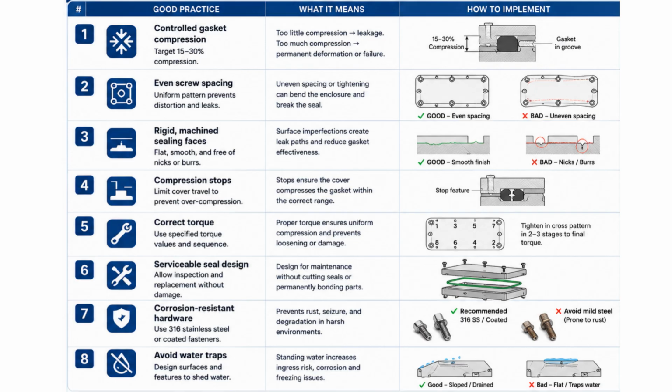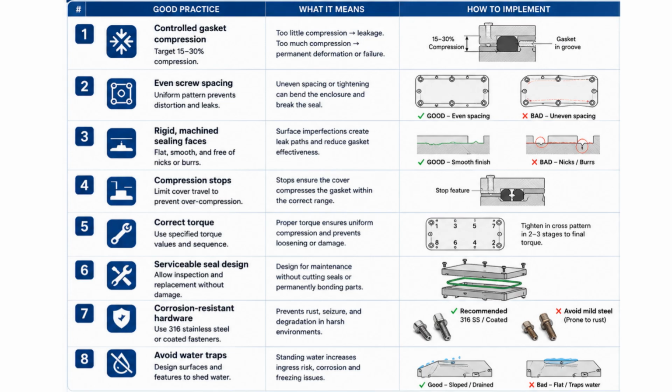This image summarizes the key design practices needed to build a reliable IP67 or IP68 enclosure. First, the gasket must be compressed within the correct range, typically around 15 to 30%. Too little compression can cause leakage, while too much can damage the seal.